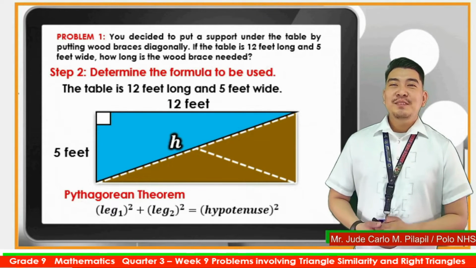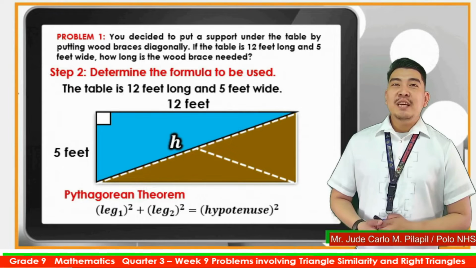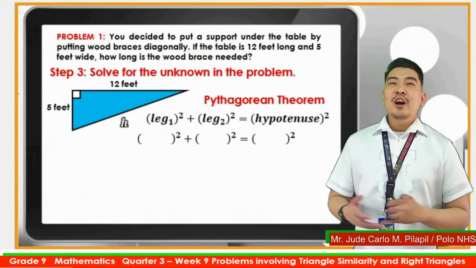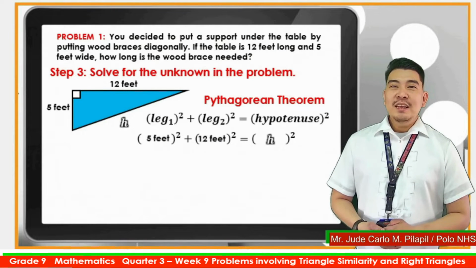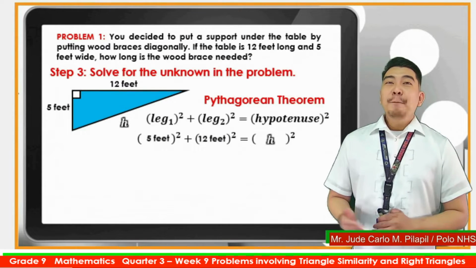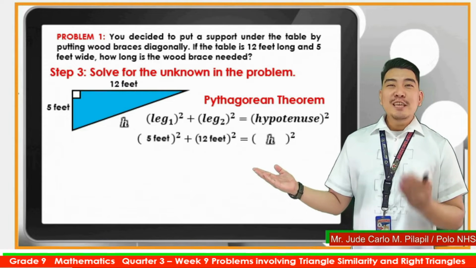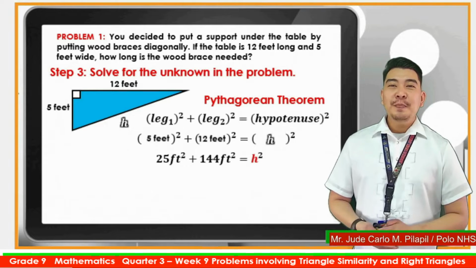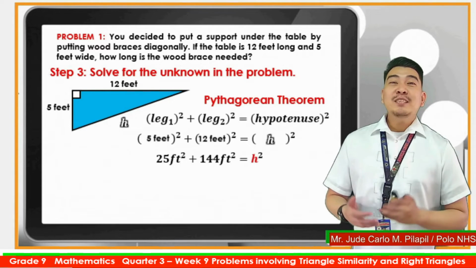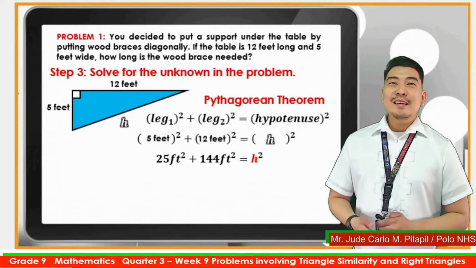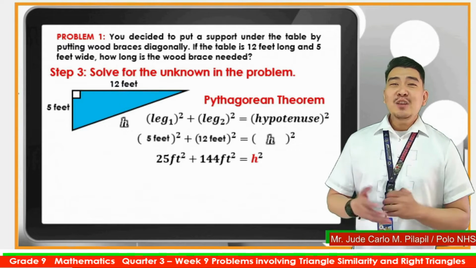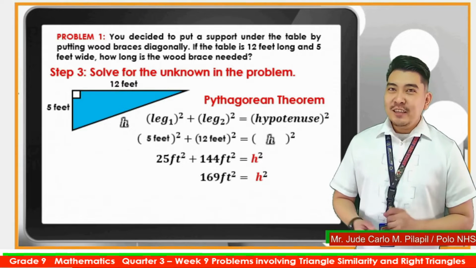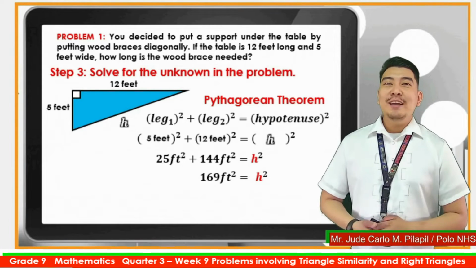To continue with the formula to be used and the dimensions, let us substitute the given value. We are now having an equation, the square of 5 feet plus the square of 12 feet is equal to the square of h. Squaring all the terms will result to 25 square feet plus 144 square feet is equal to h squared. Adding 25 and 144 square feet will result to 169 square feet is equal to h squared.